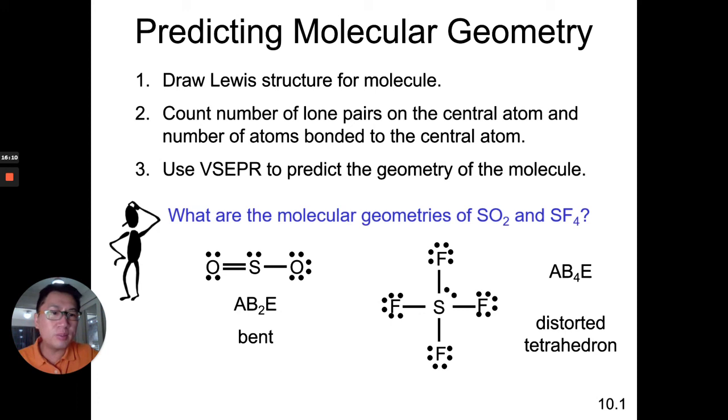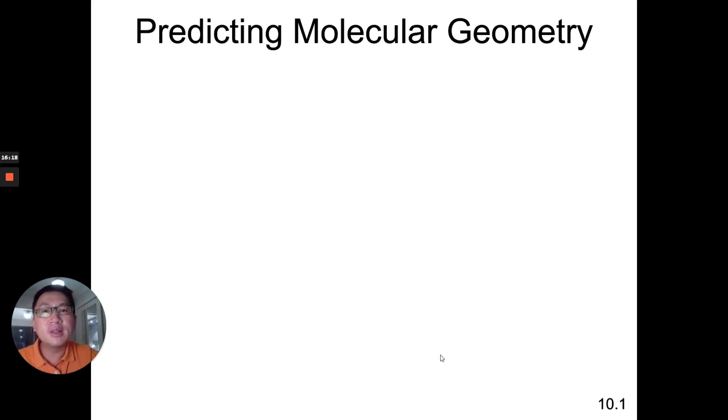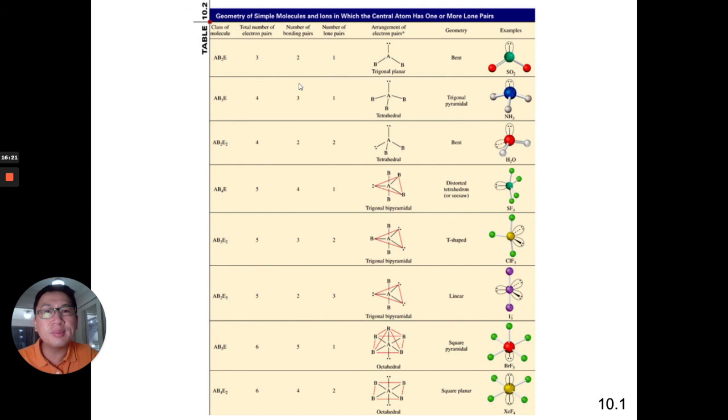So that's how we can predict the shape of the molecule. 1, draw the Lewis dot structure. 2, count the number of atoms attached and how many lone pairs. Then you can look at this table to see how many atoms attached, how many lone pairs, and it'll tell you the shape of the molecule. This table is for when there are one or more lone pairs.